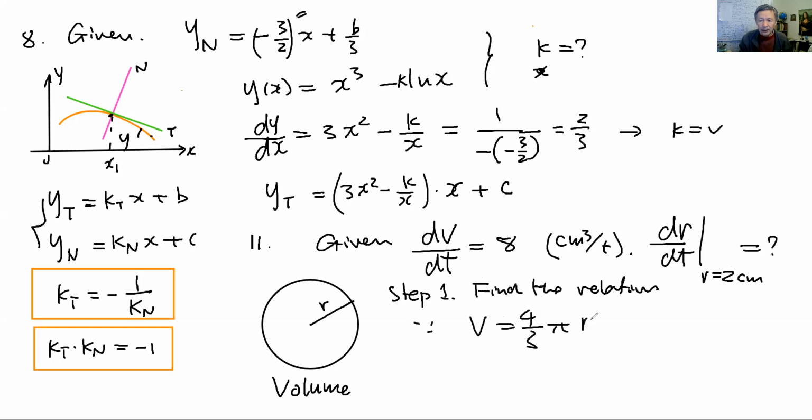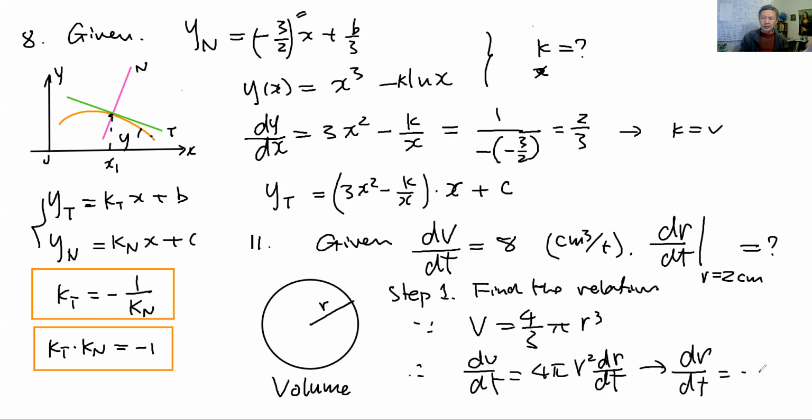So therefore, we just differentiate with respect to time. dV/dt will equal 4 pi r squared dr/dt. That's a very important thing. So you can solve for dr/dt. dV/dt is given. If you encounter this problem, you should get full marks.